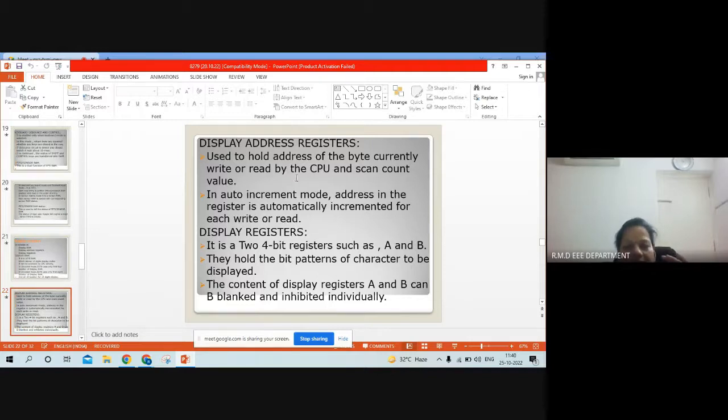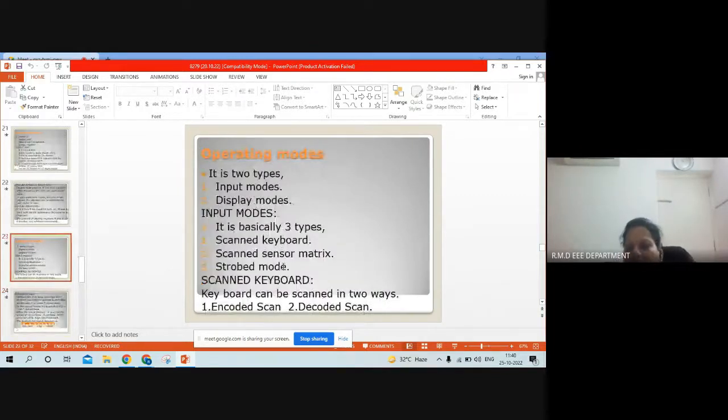And the address register will hold the address of the byte which is currently being displayed. And the display register is two 4-bit registers, namely A and B. They hold the 4-bit patterns of the character to be displayed. So these are the various functions of 8279, and the details of the operating modes I'll be explaining in the next video. Thank you all.